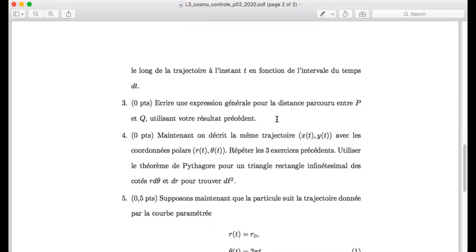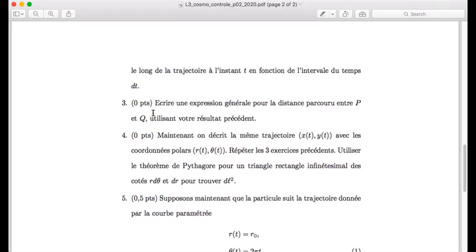Okay, now write a general expression for the distance between two points P and Q using your previous result. Well, this is what we did in Olivier's class, in the math class, right? We found distances. We always had a specific curve in mind, but you could just write it in the general way. It's an integral, right? We integrated along a parameterized curve.